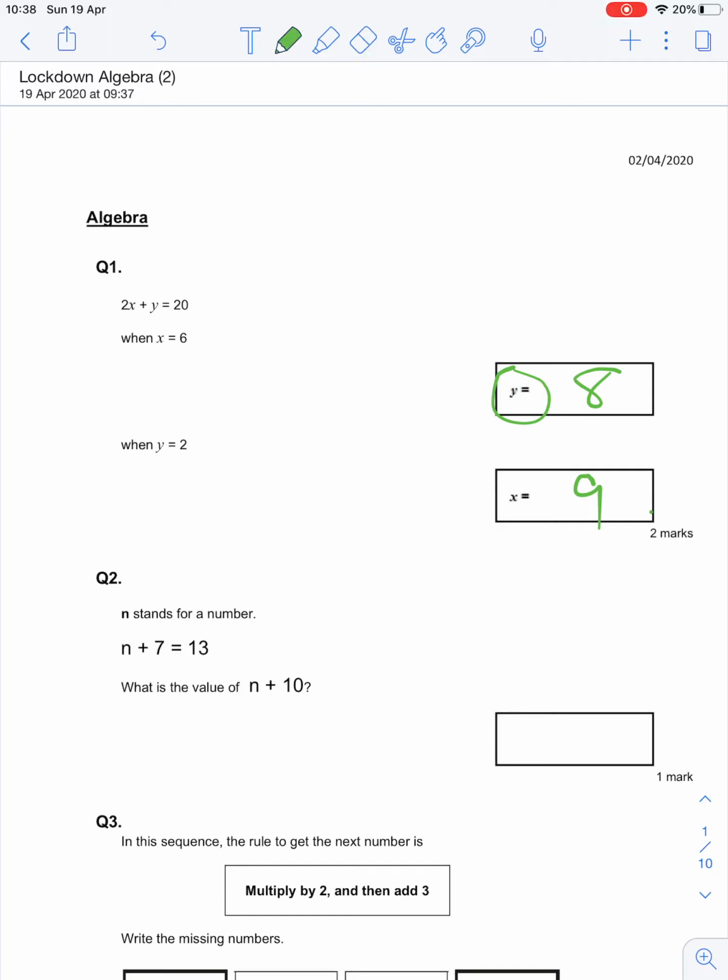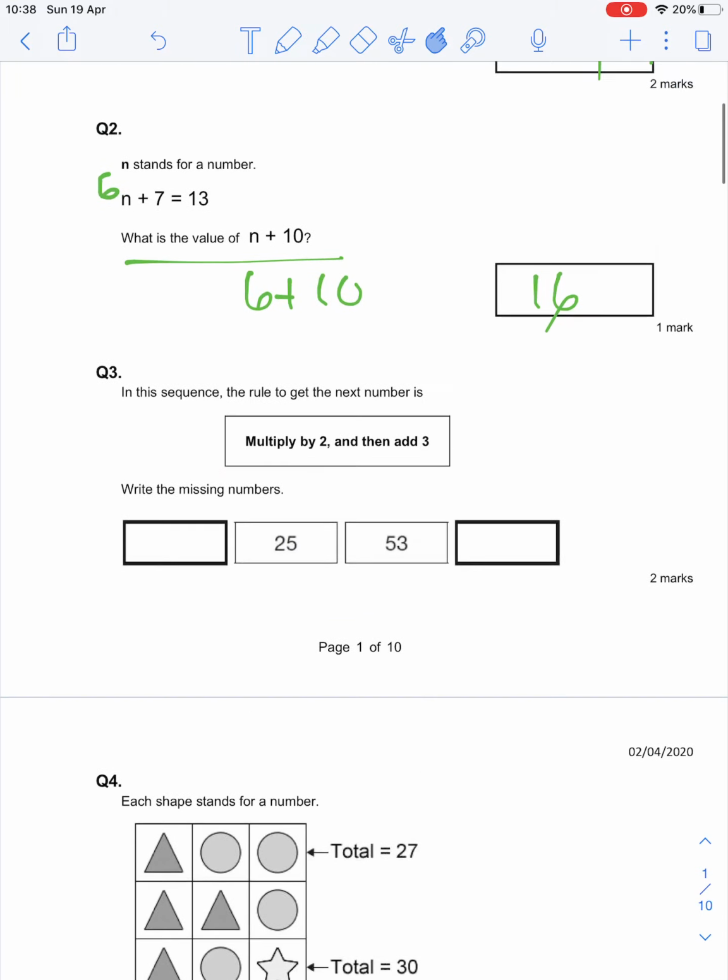Okay, the next one, n stands for a number. N plus 7 is 13, so something plus 7 is 13. I know that's probably going to be 6. And then I want to know what is the value of n plus 10? 6 plus 10, 16. Nice and straightforward, that one.